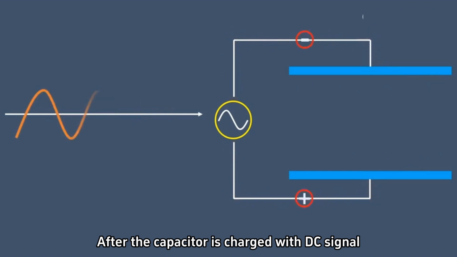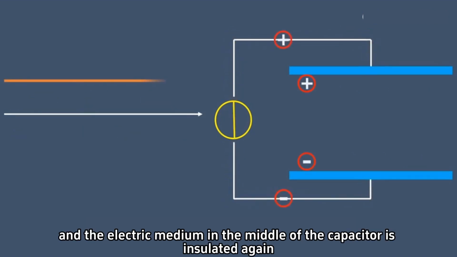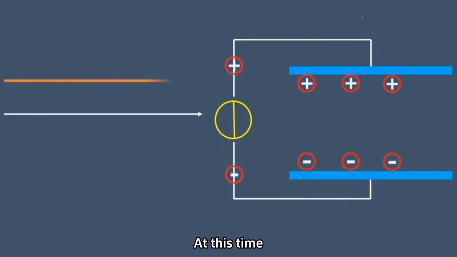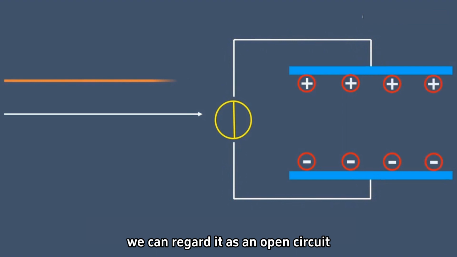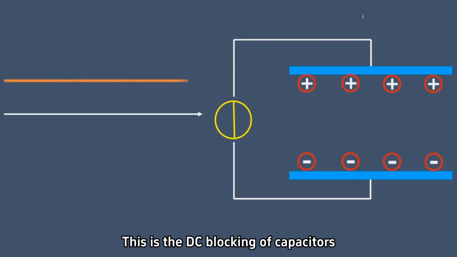After the capacitor is charged with a DC signal, its size and direction will not change, and the dielectric medium in the middle of the capacitor is insulating again. At this time, we can regard it as an open circuit, so there will be no current flowing through the capacitor. This is the DC blocking of capacitors.